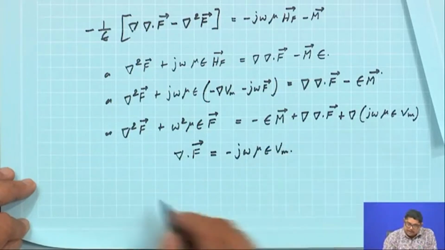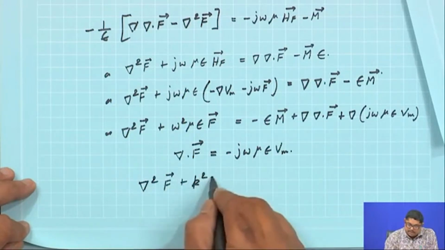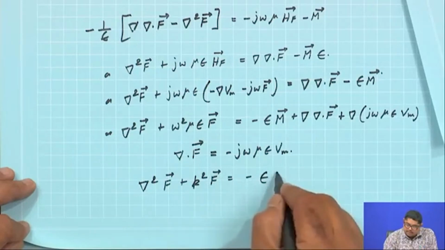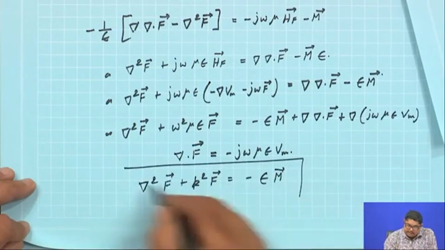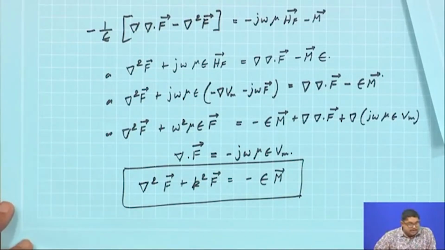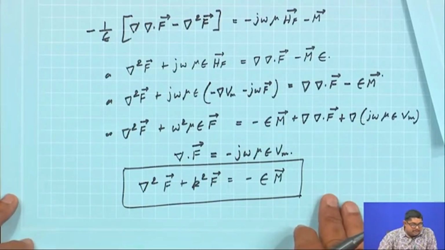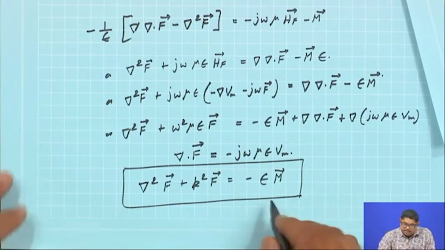If we do that, then this term cancels and we get del square F plus k square F is equal to minus this. This is the inhomogeneous vector Helmholtz equation in F. So, this needs to be solved, but we have already solved this equation earlier, so we can similarly find this. The solution is obtained here.